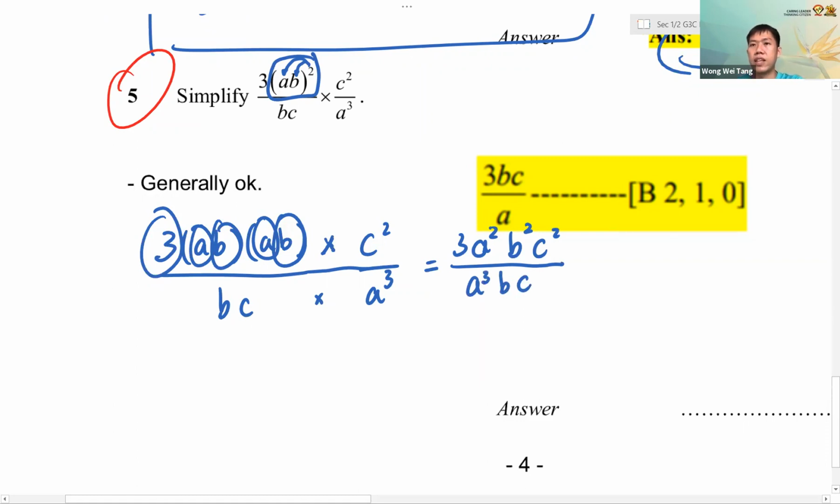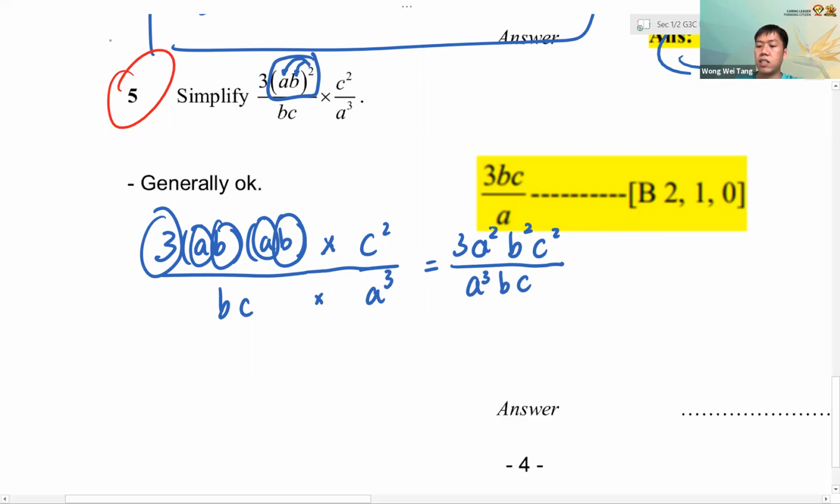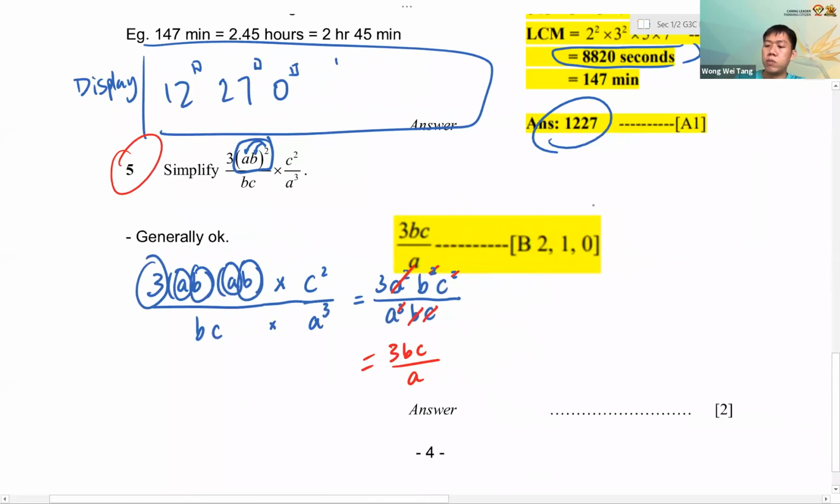Now is the time for us to cancel away common factors. So how many A's are common in both numerator and denominator? There are 2 of them. So cancel away 2 of them. One of them is left in the denominator. Now let us cancel the only common factor B. Just one of it. And finally, only one C is common. So we're left with 3BC over A. So what this means is that every one mistake, you will have 1 mark deducted.